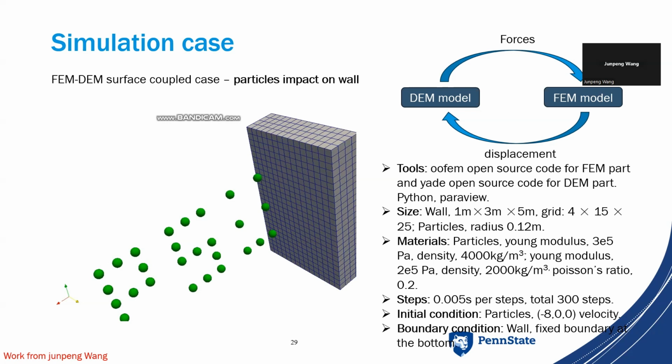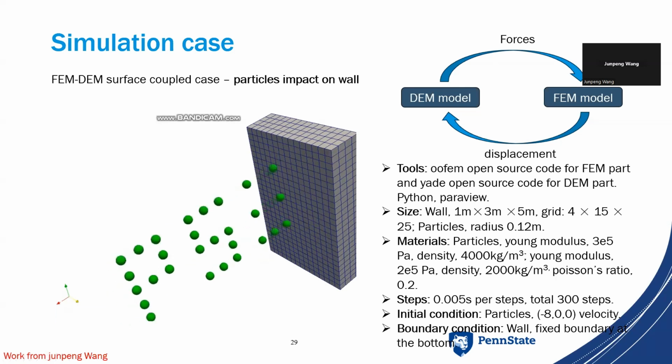Initial condition, I also give a particle motion speed of 8 meters per second. And the boundary condition for the wall is, the bottom of the wall was fixed, but other places are free. So based on these two open source software, I made this simulation, just like this video.